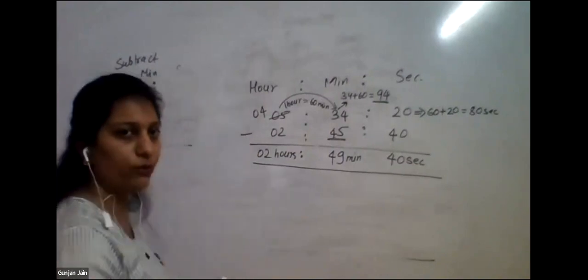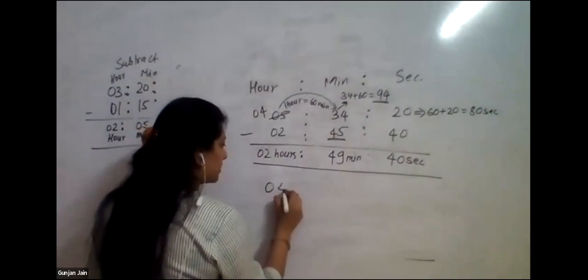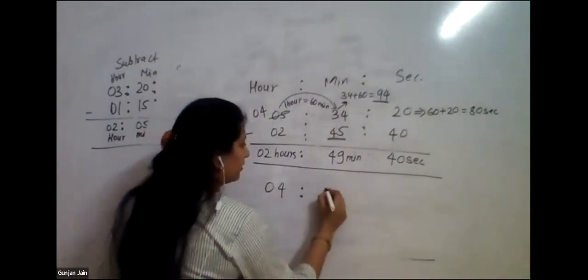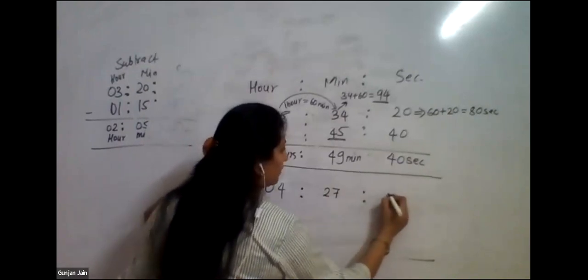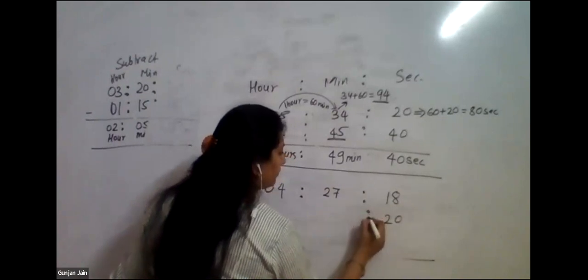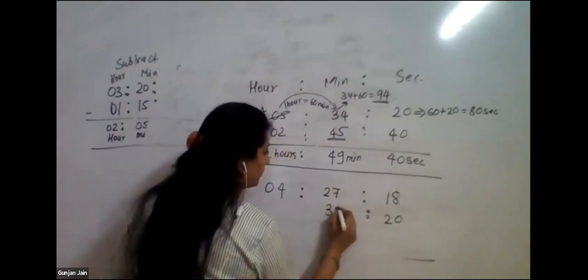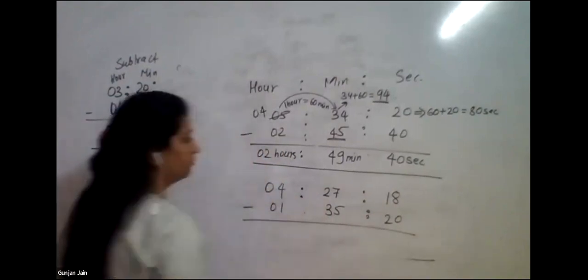So should I give you one question? Okay, this question is for you. Please give the final answer. 4 hours, 27 minutes and 18 seconds is subtracted from. Now, give me the answer for this one.